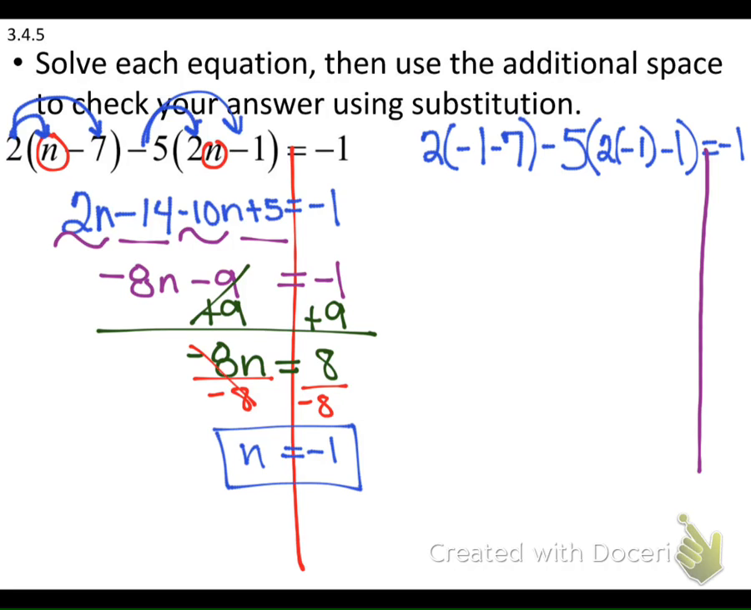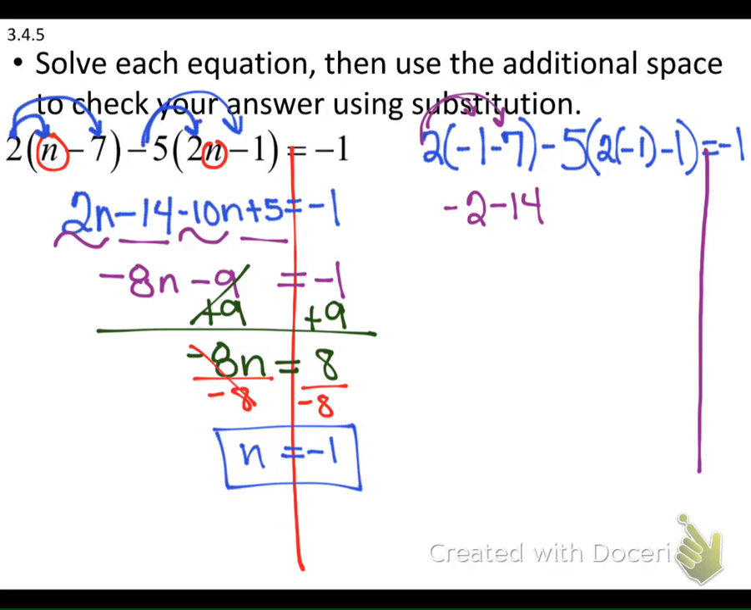There's two ways that you could do this. You could distribute using the 2 times the negative 1 and then 2 times negative 7, or you could work in the parentheses and take negative 1 minus 7 and then bring that down. I'm going to work it out by distributing. So 2 times negative 1, actually, yeah, we'll go ahead and do that way. 2 times negative 1 will be negative 2. Then 2 times negative 7 will be negative 14.